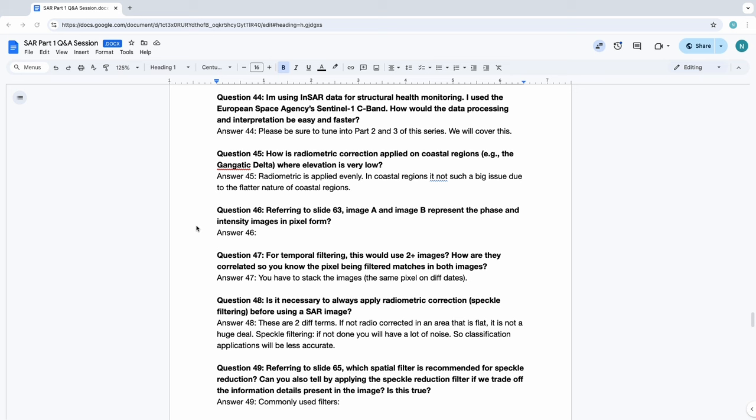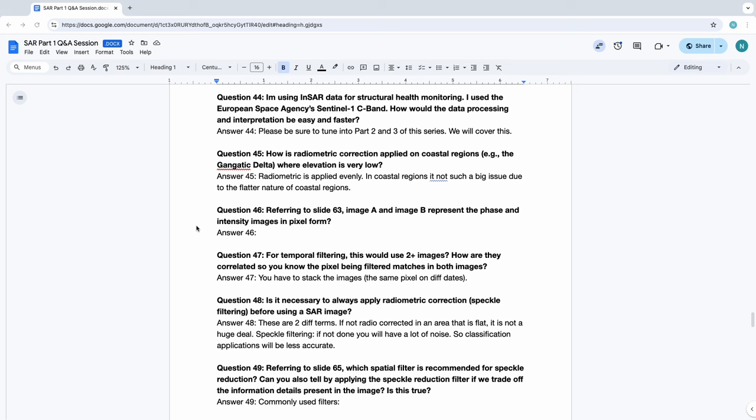Referring to slide 63, image A and image B represent the phase and intensity images in pixel form. I'll have to go back and take a look at slide 63. Question 46, for temporal filtering, this would use two images. How are they correlated? Let's see. So you know that the pixel being filtered matches in both images. You have to stack the images. Basically, you create a pixel stack where you have the same pixel in different dates, say you have 10 different dates. As you look down through the different dates, for a given X and Y position, it's the same pixel.